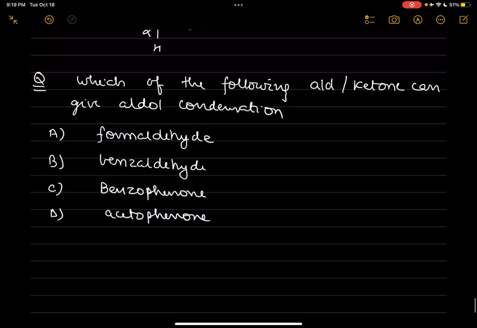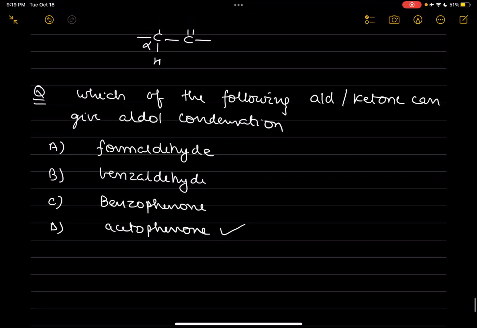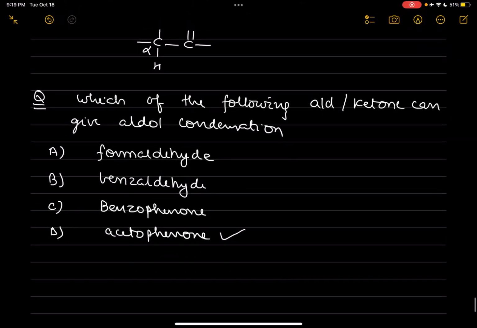So which of the following is going to give aldol condensation? Sir, will it be this? No, it is going to be acetophenone. Right? Yes, sir. So this is HCHO. It doesn't have an alpha carbon. Okay.